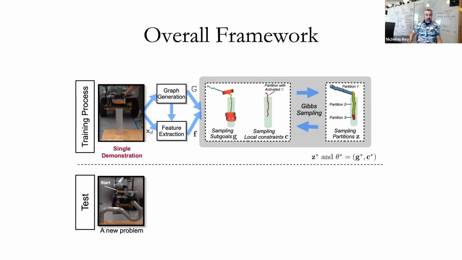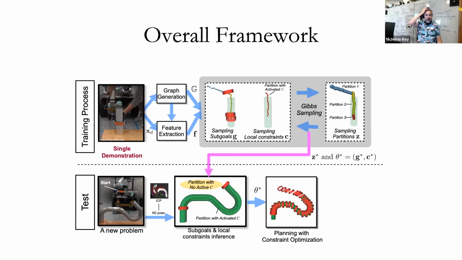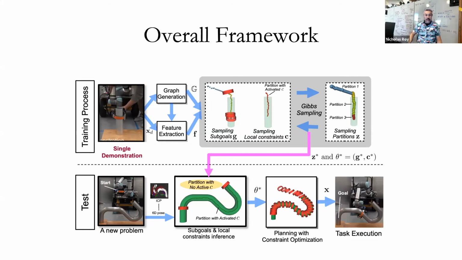Then, given a new problem, such as passing the clamp over, the goal in this case is to put the clamp at the base of this more complicated pipe. We first extract a representation of the pipe using ICP. We initially assume no constraints, and then we do inference over the partition of this pipe, as well as the subgoals, which represent the ends of each partition, and then the constraints that are active in each partition. Then given the constraints and the subgoals, generating the motion is a relatively simple motion planning problem. The question you might have is, what kind of features are we using in order to encode the constraints?